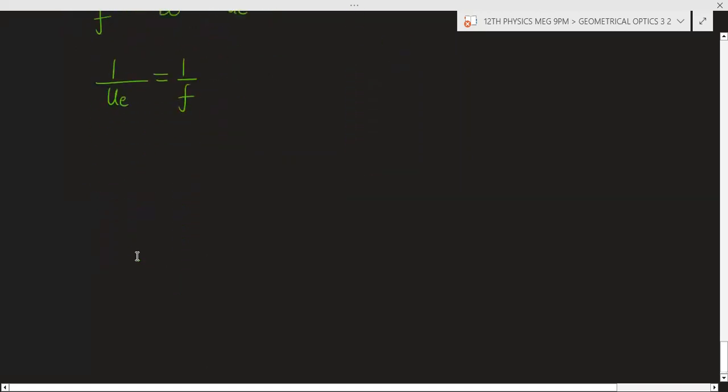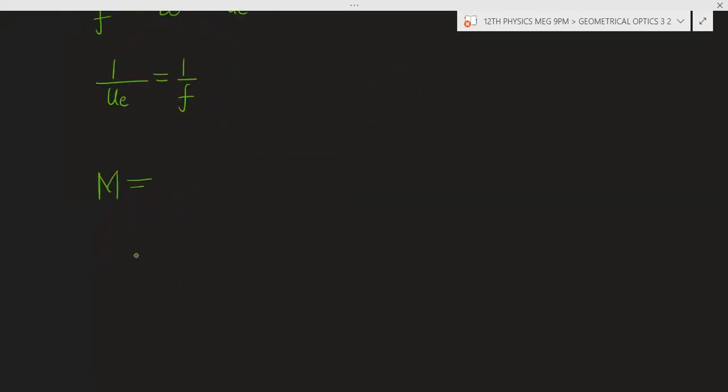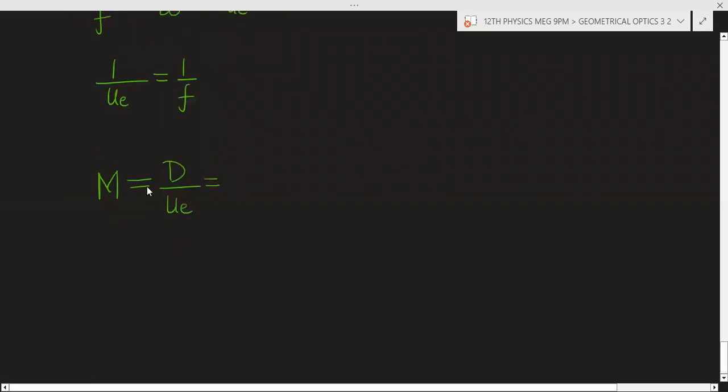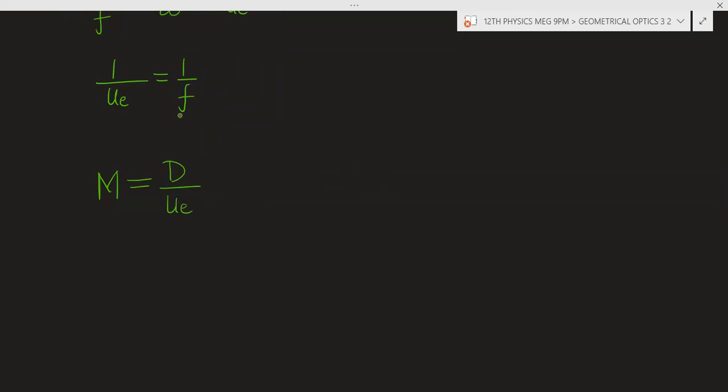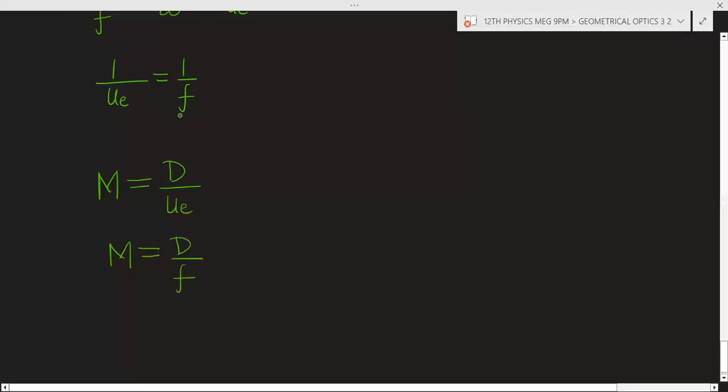Now what is the magnification for the microscope? D divided by UE. Now 1 upon UE is 1 upon f, so the magnification can be written as D by f. F is the focal length. So this is the simple microscope we have.